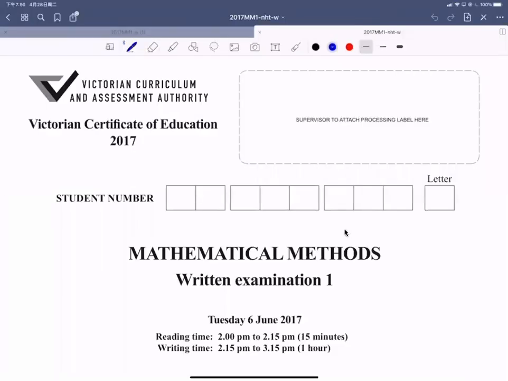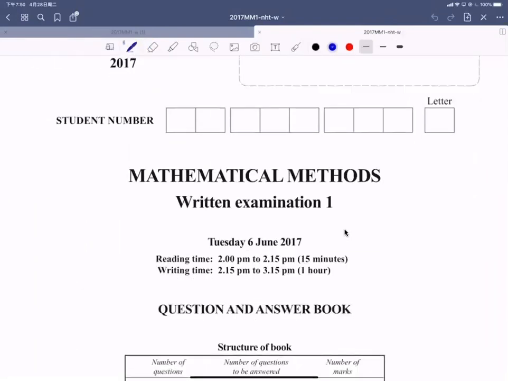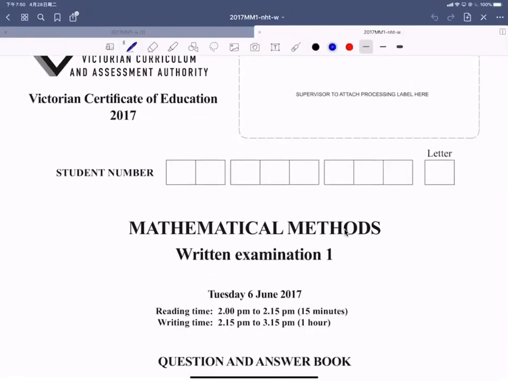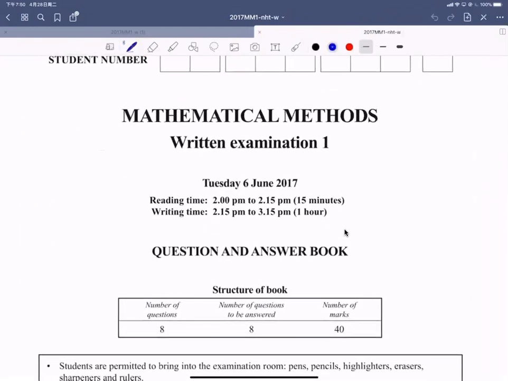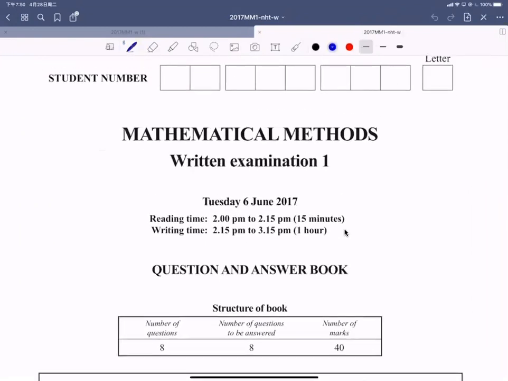This is the 2017 Mathematical Methods written exam 1 suggested solution for the Northern Hemisphere timetable. Today I'm going to record my suggested solution to this 2017 Northern Hemisphere exam. In the Northern Hemisphere, there is another parallel timetable, which normally happens in mid-year.